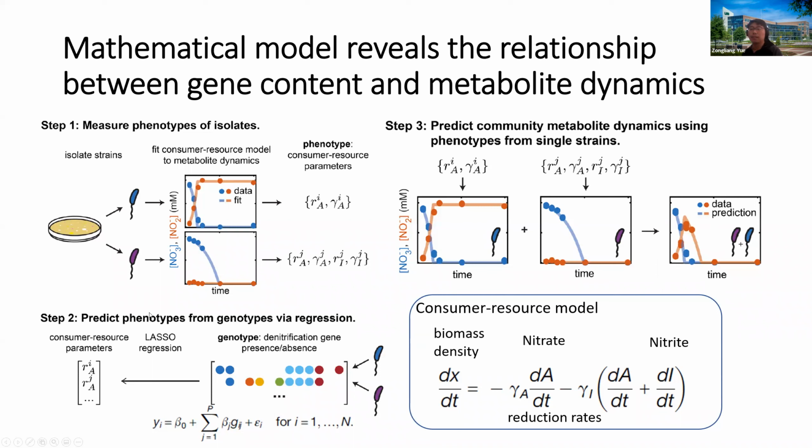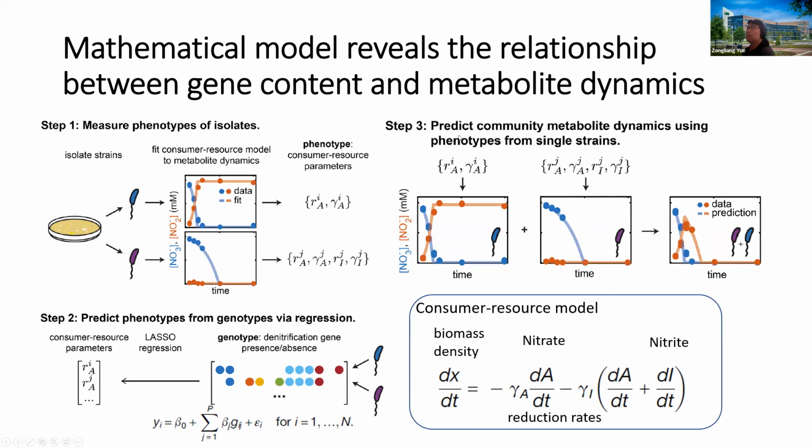In step 2, they predict the phenotype from the genotype via regression. Since they have these different strain-specific reduction rates, they want to infer what genotype correlates with these reduction rates. So they do the genome gene screening, see the gene absence and presence, and use regression to infer the coefficients of these genes, and therefore they can know this hidden latent parameter to do the consumer resource parameter prediction.